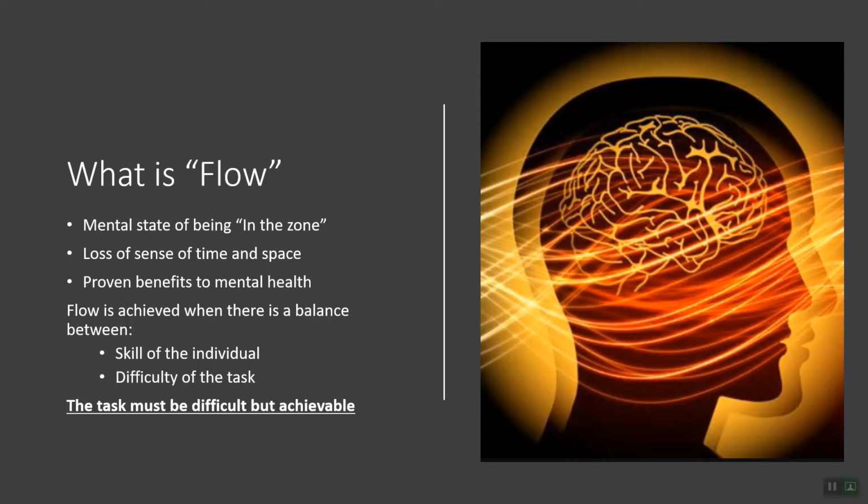When we look at flow as it's described in psychology, we can see that studies have shown that it's achieved when there's a balance between the skill of the individual and the difficulty of the task. What we mean by that is that the task is not easy to do. It's something that's very complicated and difficult for the individual to complete, but they are able to complete it. So it's right on the edge of what is achievable to the individual. Most importantly, it's difficult but achievable. It can't be something that's easy, and it can't be something that's too hard that they can't achieve it.